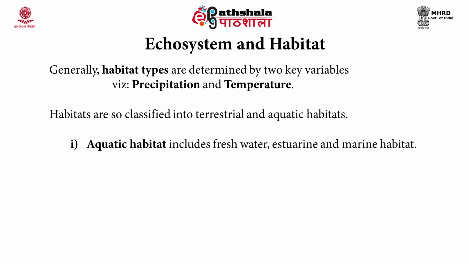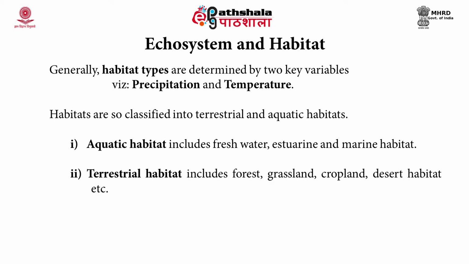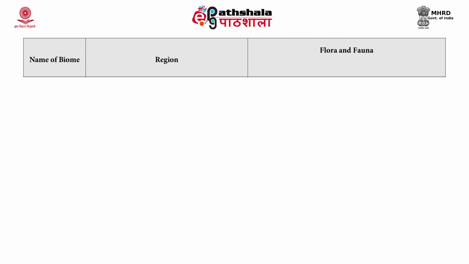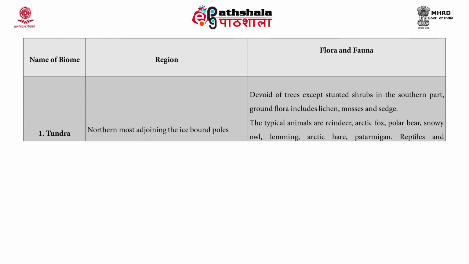Aquatic habitats include the freshwater, estuarine and marine habitats. Terrestrial habitats include forest, grassland, cropland, desert habitat, etc. and is concerned with the microclimate, soil, chemistry, nutrient, hydrological cycle and productivity. The different types of habitats are listed by the name of the habitat or biome, region, flora and fauna. First biome is the tundra.